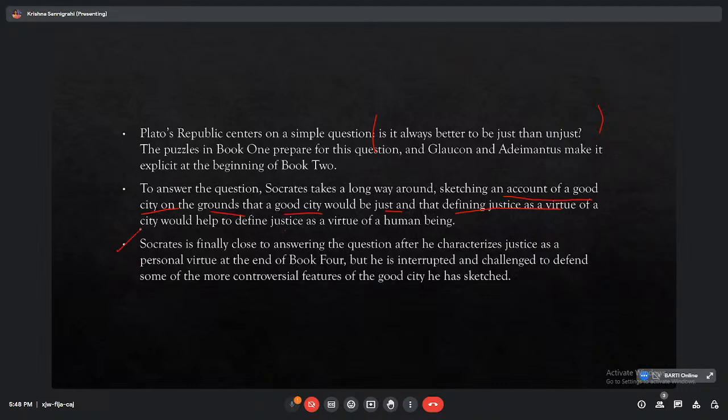Socrates is finally close to answering the question after he characterizes justice as a personal virtue at the end of Book 4, but he is interrupted and challenged to defend some of the more controversial features of the good city he has sketched.